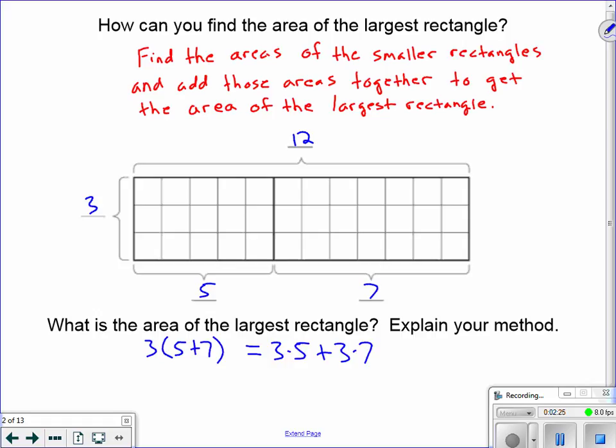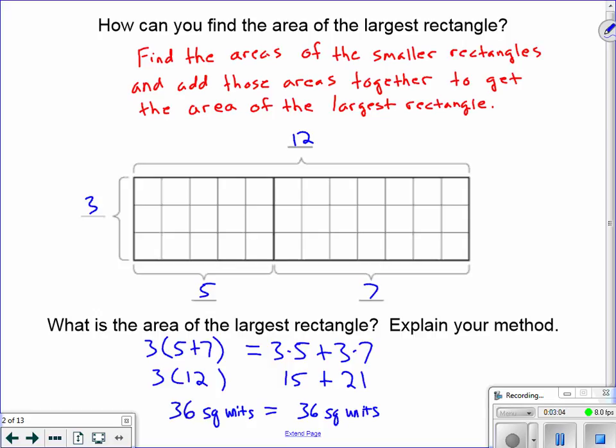So let's see how these work out. On the left side here, 5 plus 7 is 12, and then I end up doing 3 times 12, which is 36. Remember, areas are in square units. On the right side here, I would have to do 3 times 5 and get 15. And then I would do 3 times 7 and get 21. And then I would need to add those together. 15 plus 21 is 36. So again, I still get the 36 square units for the area of the rectangle.